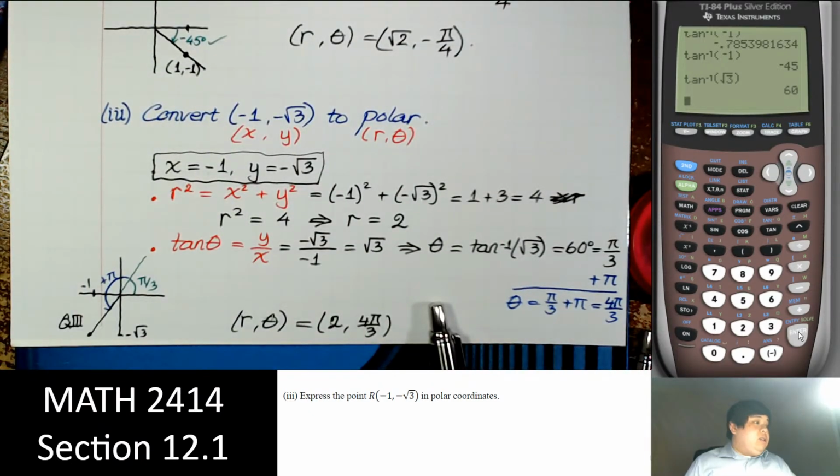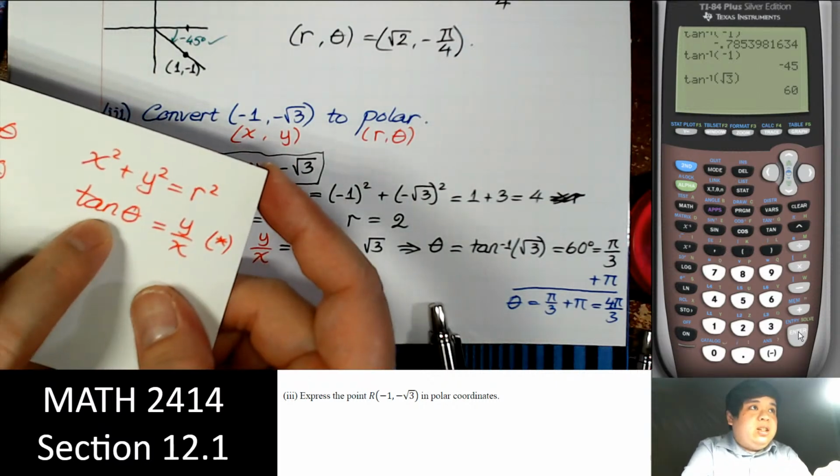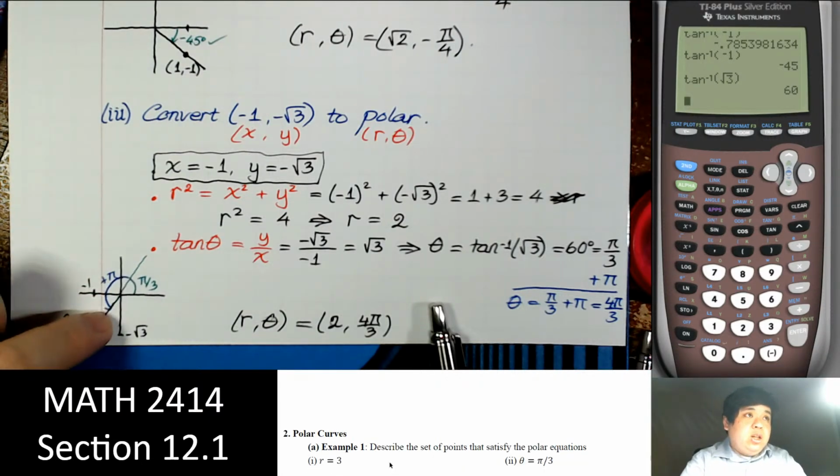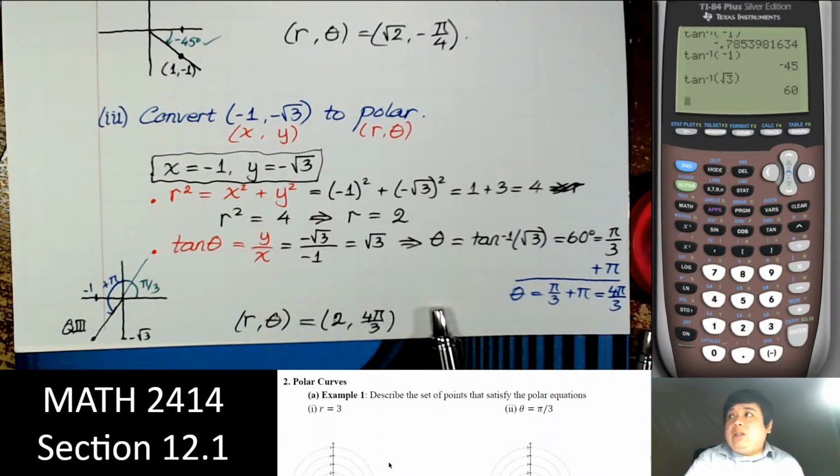So bottom line is whenever we use the tangent to find theta, or we take the tangent inverse, make sure that it is in the right quadrant. If it is not in the right quadrant, add a pi to it, just 1 pi, not 2 pi. Add a pi to it to go to the right quadrant. Right, so that's how we convert between rectangular and polar.